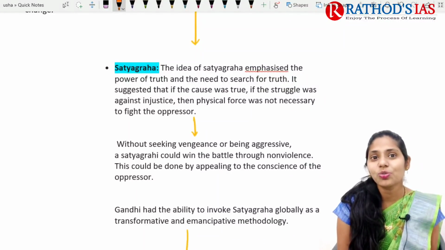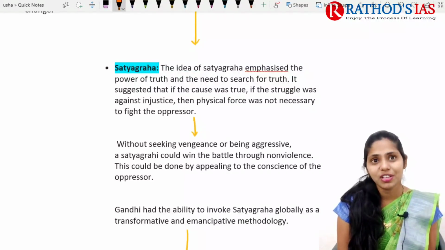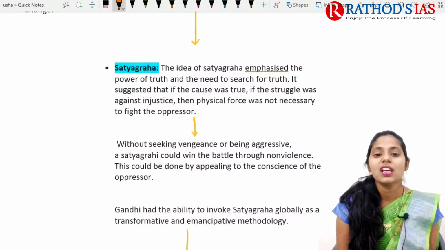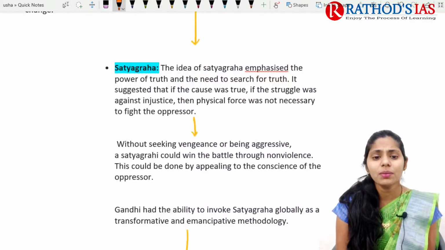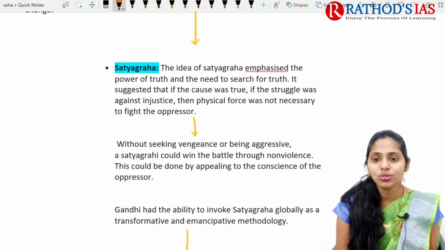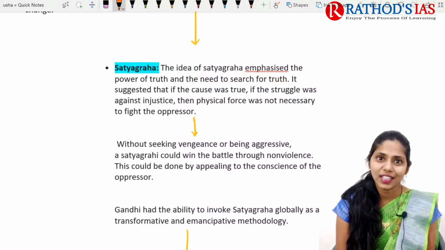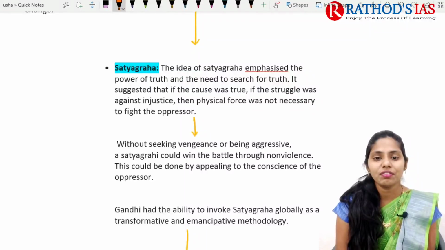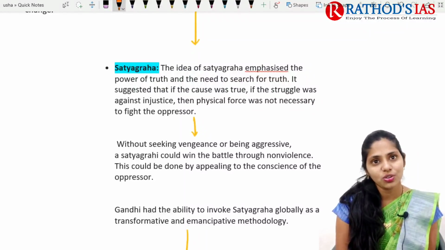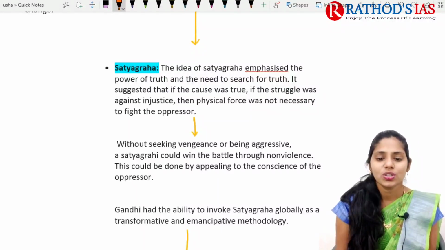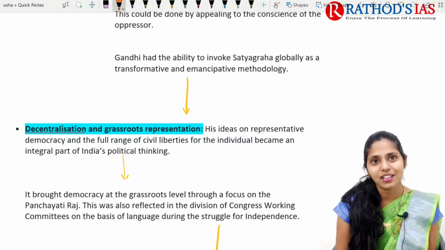Apart from this, he also focused on satyagraha. In satyagraha, he believed in the power of truth, and the need to search for the truth. He suggested that if the cause was true, that the struggle was against injustice, then physical force was not necessary to fight against the oppressor. So whenever we are fighting for a true cause, there is no need for violence. We can go for non-violence. This is one important ideology set by Mahatma Gandhi.